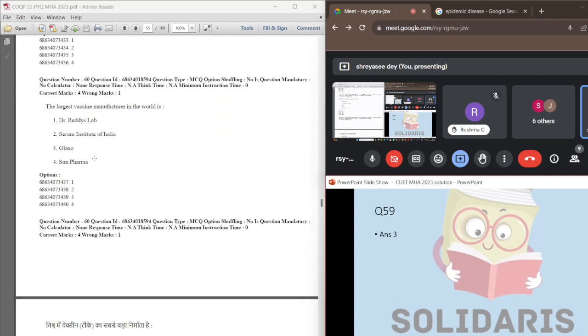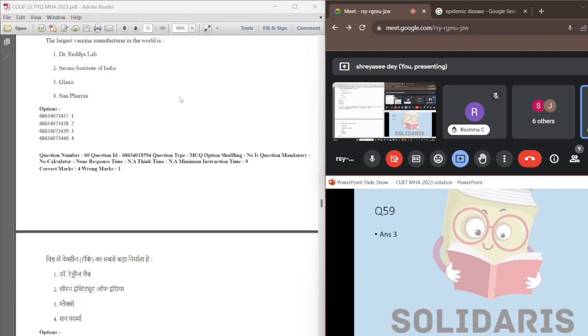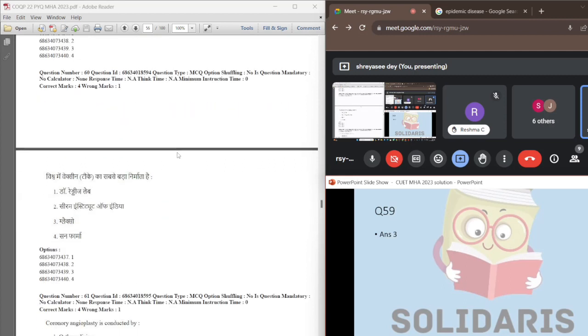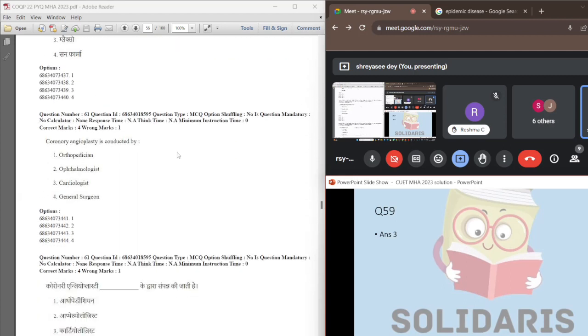The next question is mostly a GK question. The largest vaccine manufacturer in the world is Serum Institute of India. Actually, these things came in the news because of the COVID vaccine, because India supplied vaccines to a lot of countries. So this kind of question came up.